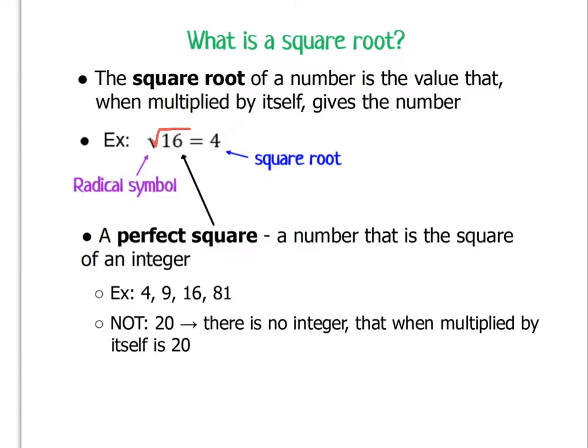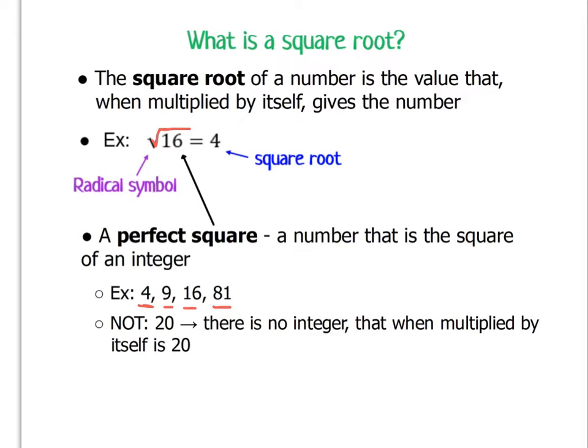A perfect square is a number that is the square of an integer. So again, an integer means it's a whole number. There's no decimals or fractions. So our examples are 4, because that would be 2 times 2. 9, a perfect square, 3 times 3. 16, 4 times 4. 81 is a perfect square because we get that by doing 9 times 9.